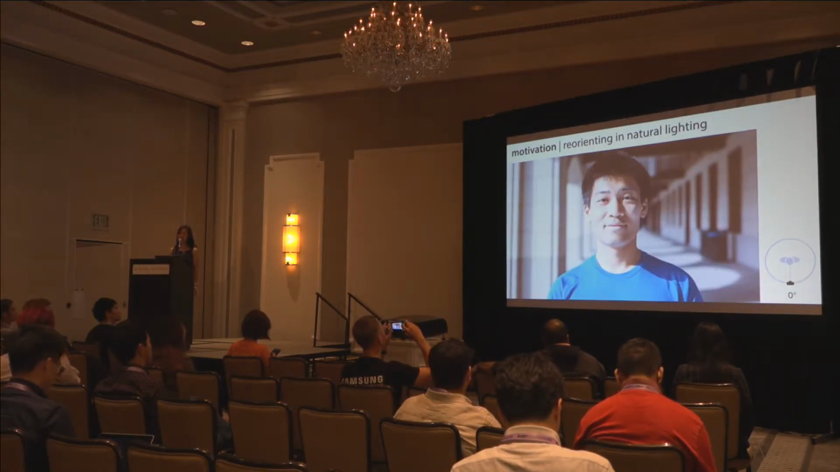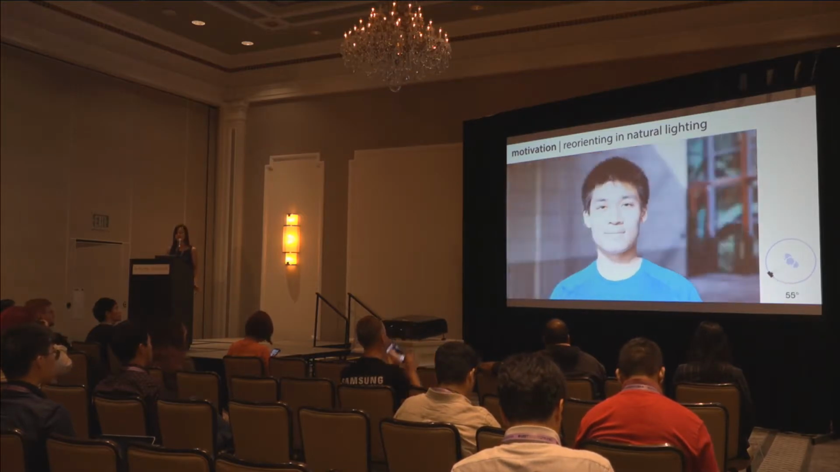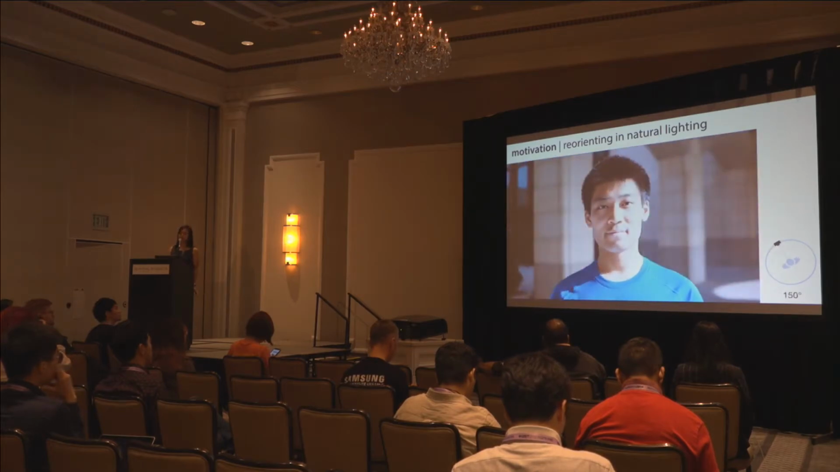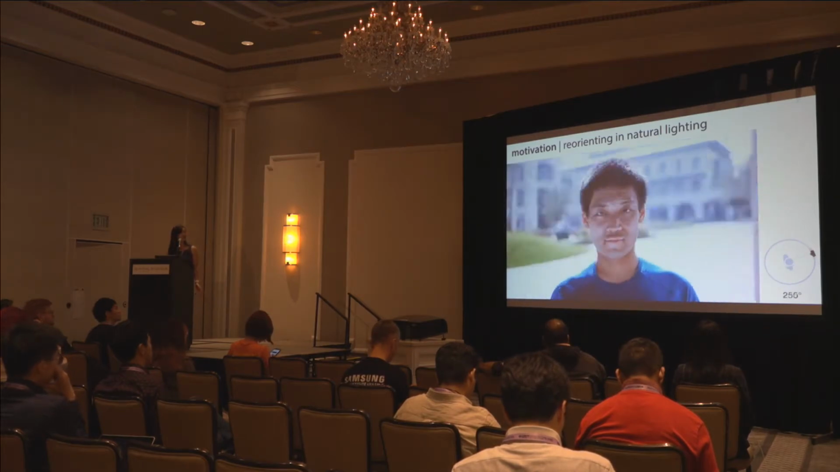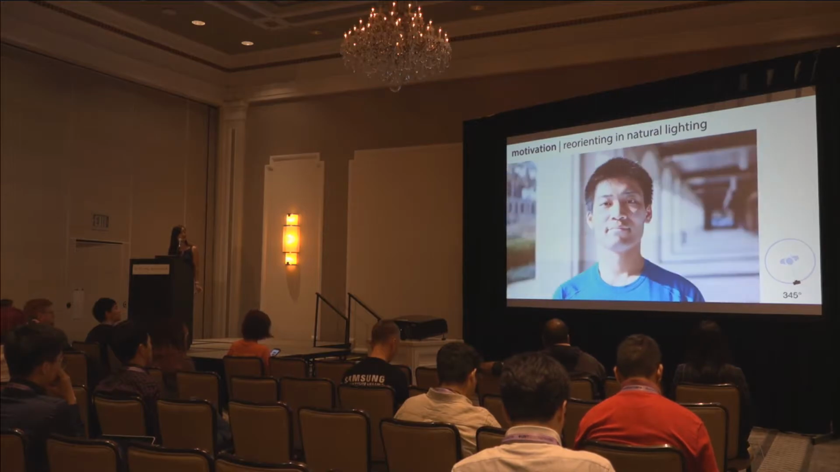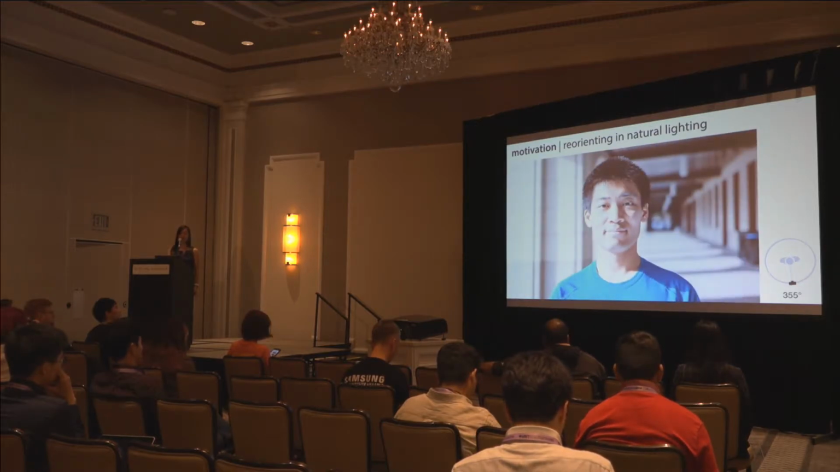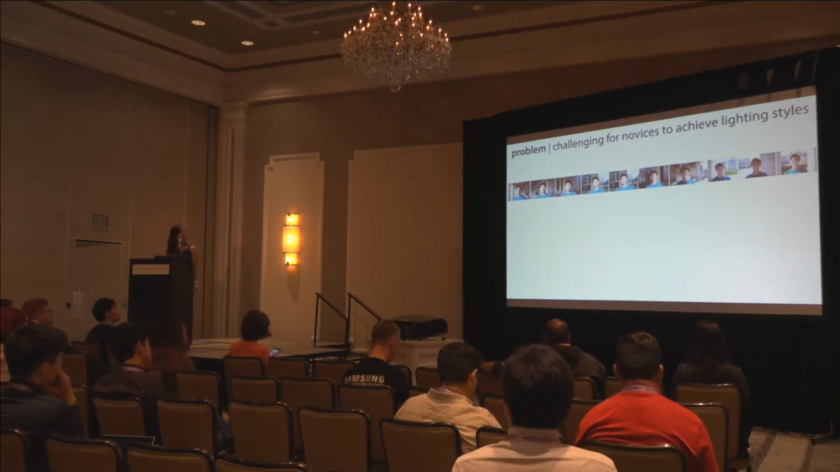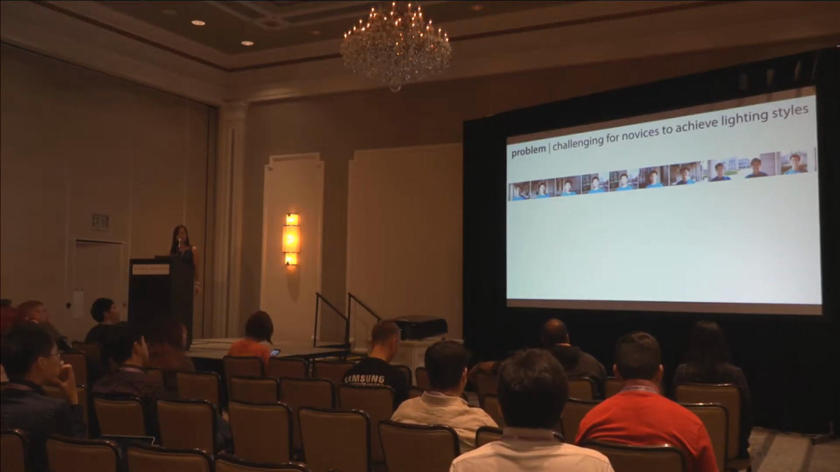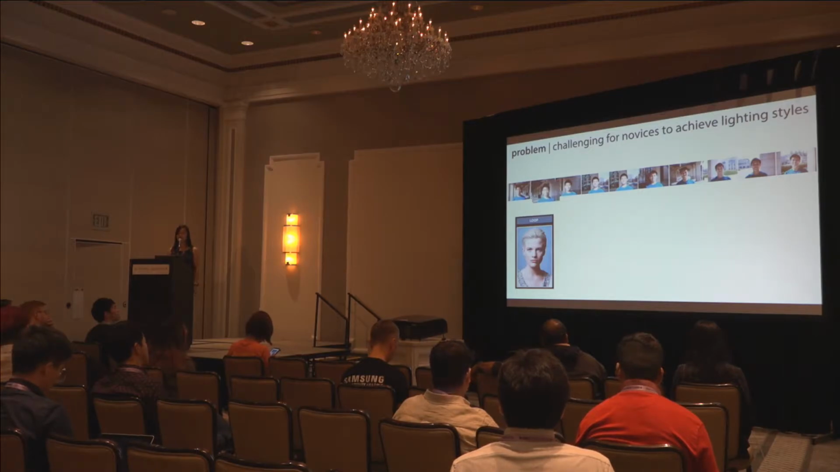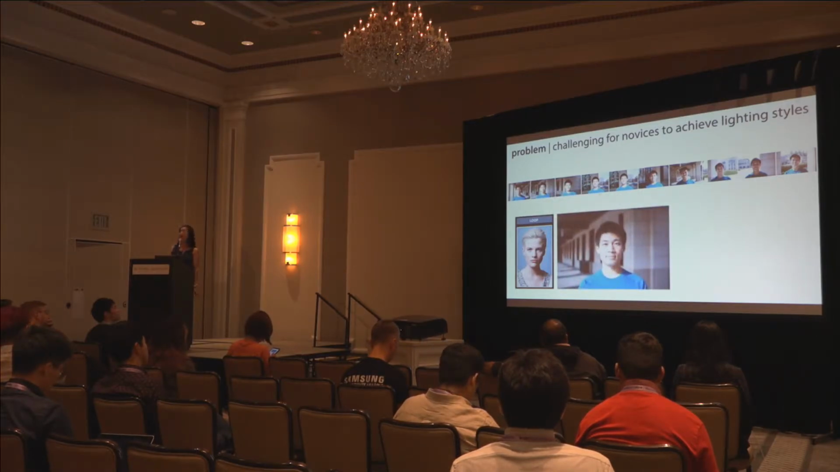In many such cases, you can still achieve a wide range of looks just by having the subject rotate to different angles in place. But how do you pick which one is best? Given photos at different orientations, let's say we want to achieve the loop lighting style. So we can pick the photo that most closely matches this target style.